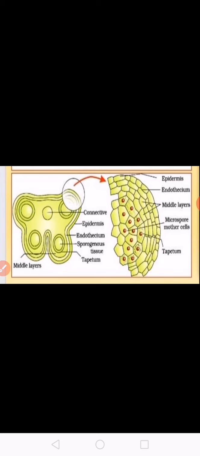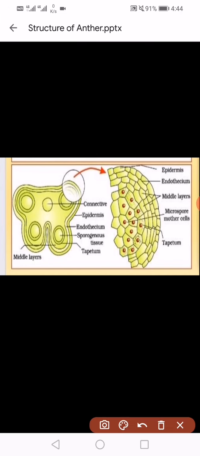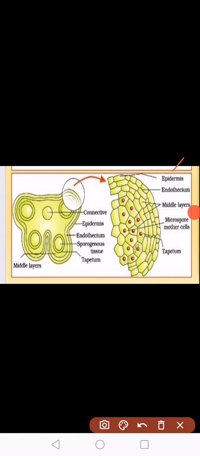So now we'll move on to the structure of a microsporangium. A typical microsporangium is nearly circular in outline. It contains four wall layers. They are epidermis, endothecium, middle layers, and tapetum. So there are four wall layers present in the microsporangium.